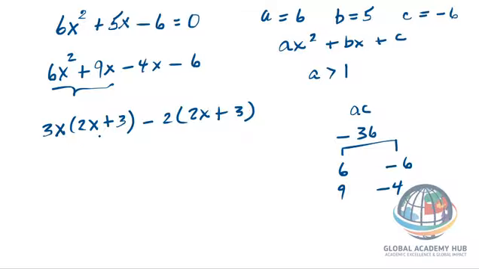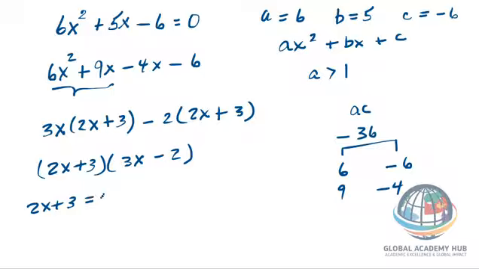Now I'm going to factor out 2x plus 3 from both of these terms. So I have 2x plus 3 times 3x minus 2. Now I have factored this, and all I have to do now is equate both of them to 0. So 2x plus 3 is equal to 0 and solve. 3x minus 2 is equal to 0 and solve.